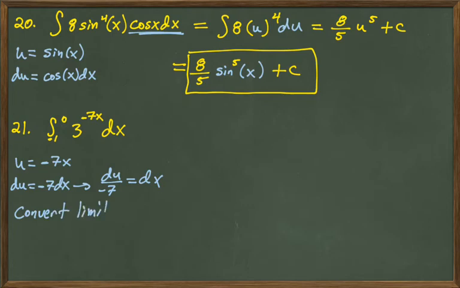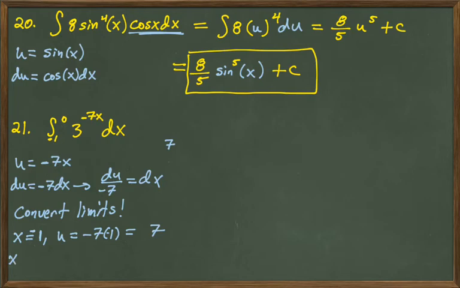Okay, we're going to convert those limits. All right, so you have u is equal to negative 7x there, and so that's going to tell us how the u limits are going to be. So the old lower limit was negative 1. So then your new lower limit is going to be 7 once we plug that in. So x is equal to negative 1. u is equal to negative 7x. So negative 7 times negative 1 is going to be positive 7. So that's your new lower limit.